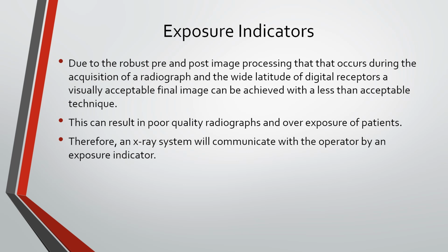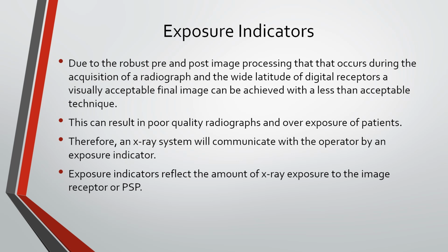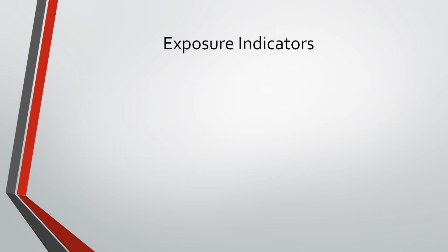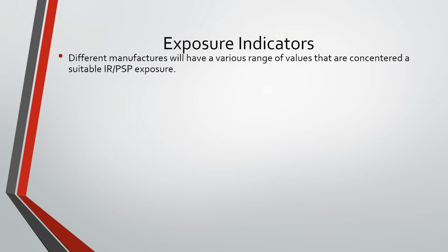Therefore, an X-ray system will communicate with the operator by an exposure indicator. So even though it looks visually appealing, the equipment is going to communicate back to us by some kind of exposure indicator, and it's usually a number value. Exposure indicators reflect the amount of X-ray exposure to the image receptor or the PSP with CR. Different manufacturers will have a various range of values that are considered a suitable IR or PSP exposure amount.